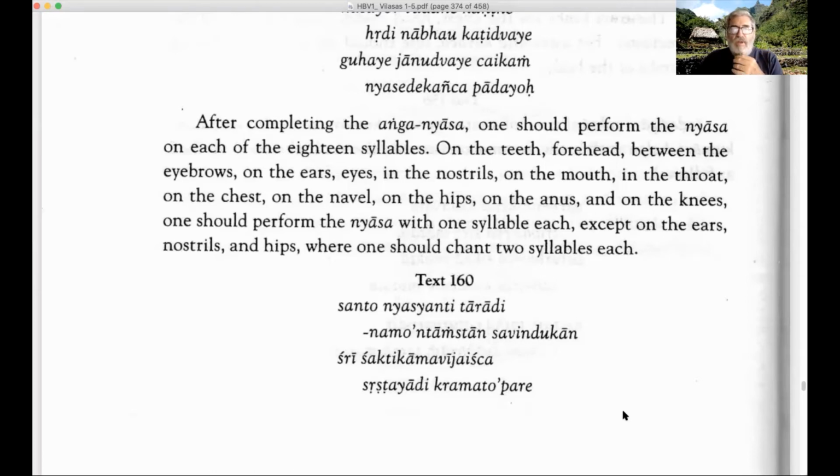On the mouth, on the throat, on the chest, on the navel, on the hips, on the anus, on the knees. One should perform the nyasa with 1 syllable each, except on the ears, nostrils, and hips, where there should be 2 syllables each. So there's 2 ears, there's 2 nostrils, and there's the left and right hip, so in that case, you should use two syllables. Okay, so this is the explanation.